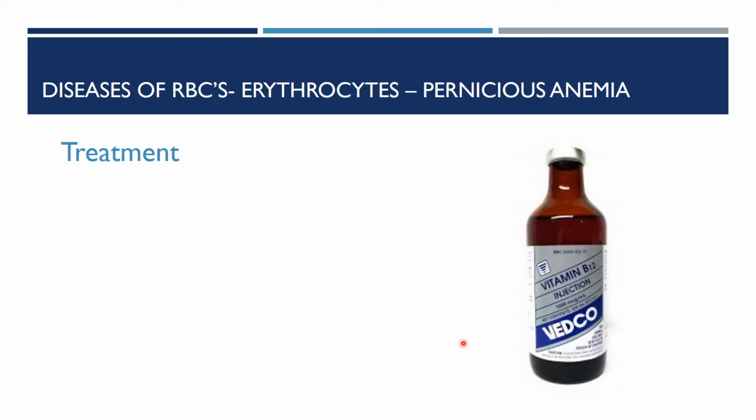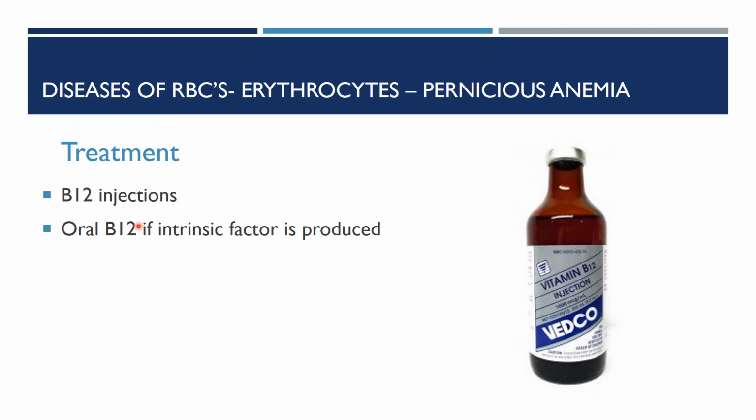How are you going to treat pernicious anemia? B12 injections. Okay. So this would work to counteract the lack of B12 absorption because it's going straight into circulation, and now B12 can have its effects. Okay. If you are producing enough intrinsic factor, oral B12 is administered. Okay. But these B12 injections would circumvent the digestive system.